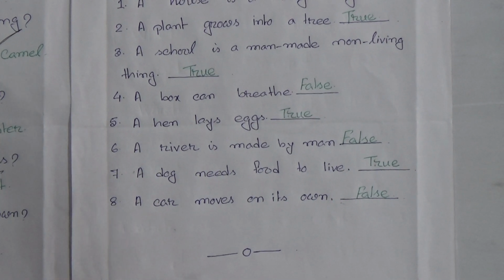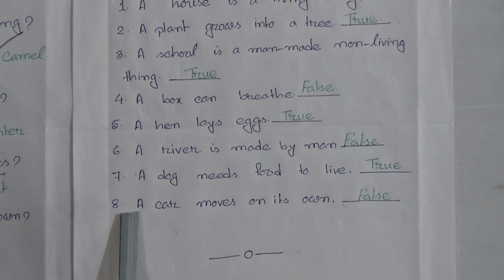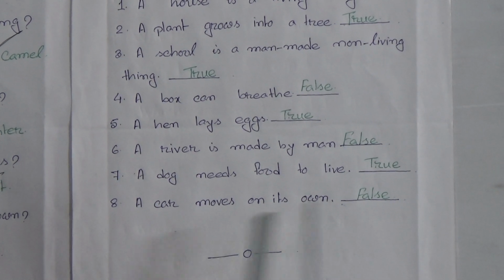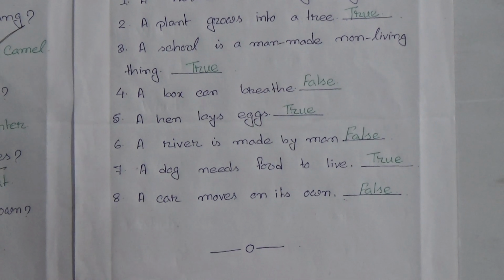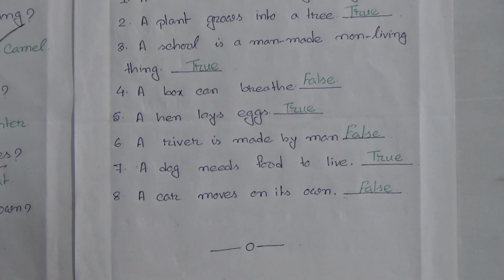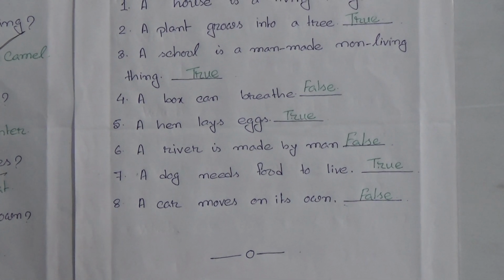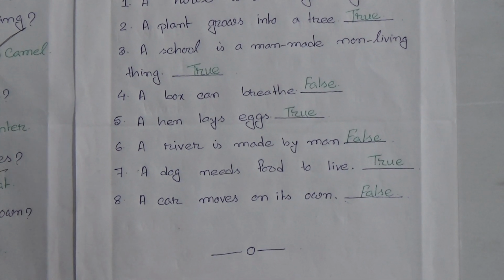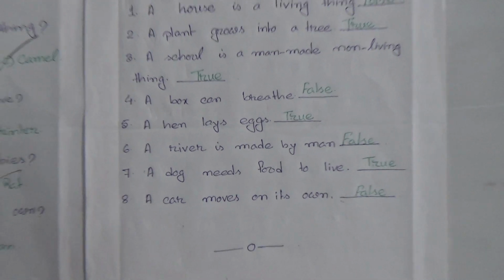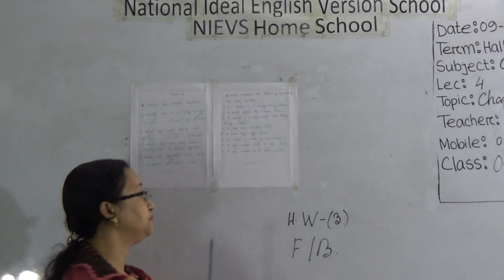And sentence number 8, the last sentence. A car moves on its own. No, a car cannot move by itself. When we drive it, it can be moved. So the answer will be false. F-A-L-S-E, false.